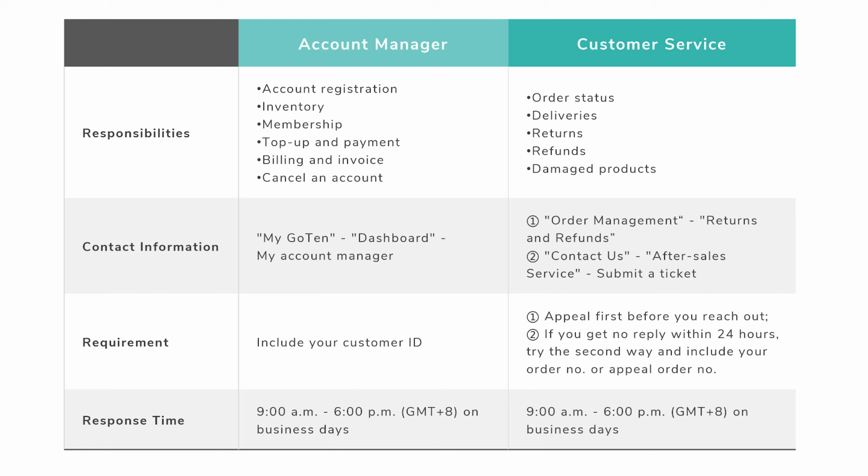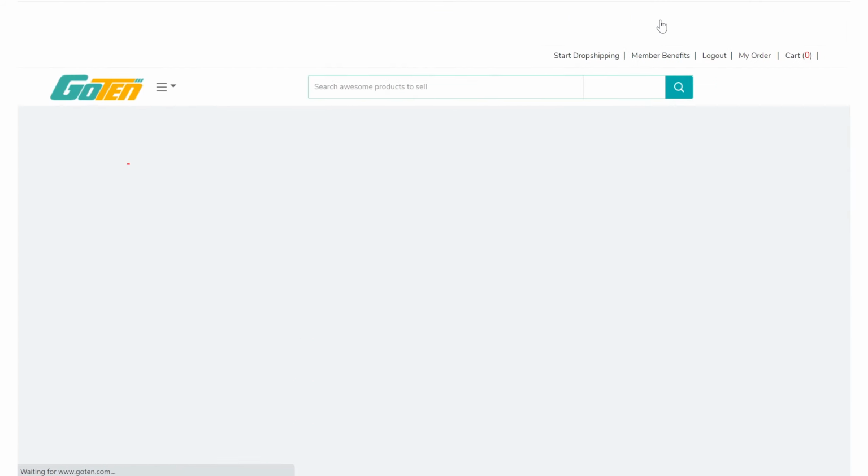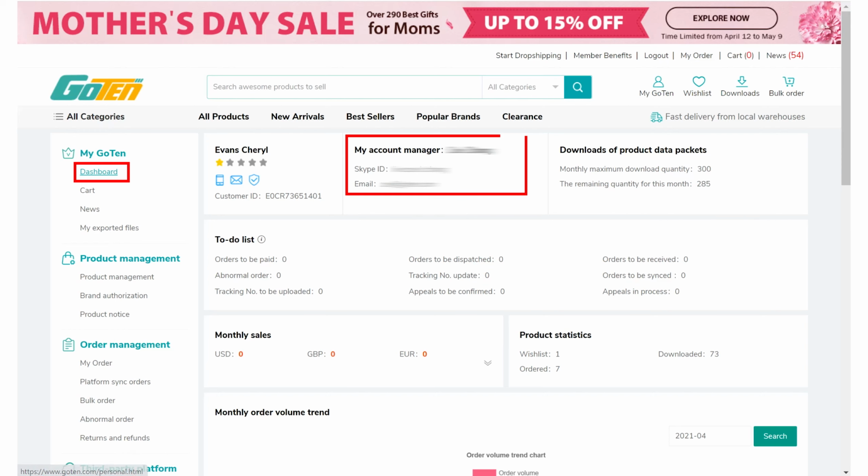Understanding what your account manager and customer service can do for you is important because you don't want to waste time communicating with the wrong person. As you can see here, their responsibilities are different. In a word, after you successfully pay for an order, in case you have any problems, contact customer service first. Otherwise, ask for help from your account manager. Both will make a response within 1 business day. Here's how to contact your account manager. Go to My GoTen Dashboard, and you can find your account manager's name, email, and Skype ID.